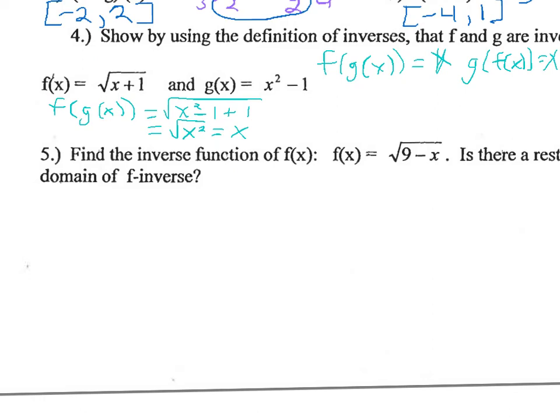We have to show both things. So for g of f of x, we'll take f of x and plug it into g of x. So we'll get the square root of x squared plus 1 squared minus 1. I'm sorry, it's just x plus 1. Let me erase the squared. There we go. All right, so when we square that, we're going to get x plus 1 minus 1, which just equals x. So we proved that the two functions are inverses of each other.